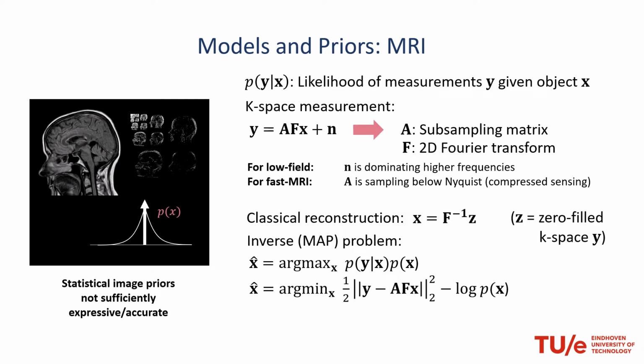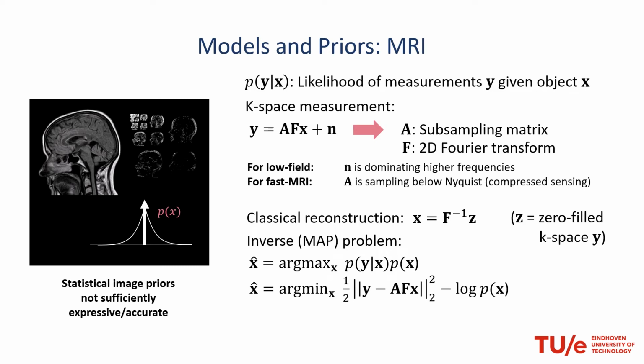And the classical way to reconstruct x out of y is to simply do an inverse Fourier transform, where you see here that I also wrote down z as the zero-filled k-space y. So if you would subsample, then you would first zero-fill and then perform an inverse Fourier transform. You can also do this in a maximum a posteriori fashion, where you solve the following inverse problem.